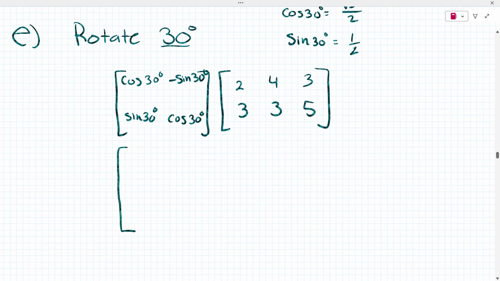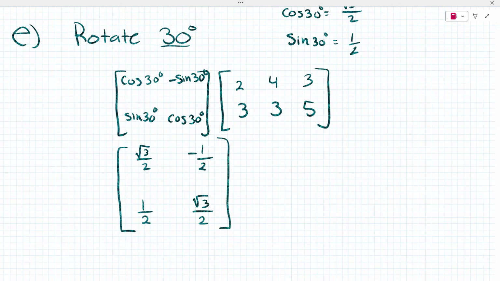Okay, so cosine of 30 is radical 3 over 2. Sine of 30 is 1/2. Negative sine of 30 is negative 1/2. Cosine of 30 is radical 3 over 2. And this stays the same.